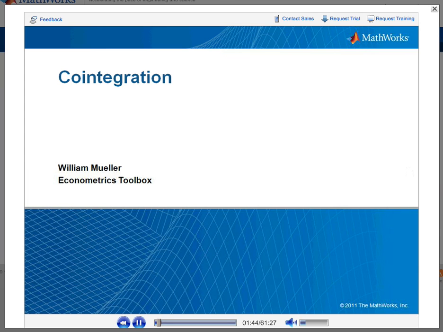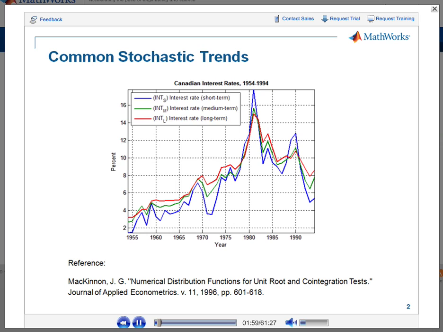Hi, I'm Bill Mueller. I'm a developer for Econometrics Toolbox, and I'm here to tell you a little bit about a group of new features that we have in the 2011A release of Econometrics Toolbox for co-integration analysis and modeling. To get started, let's look at an example of some data.